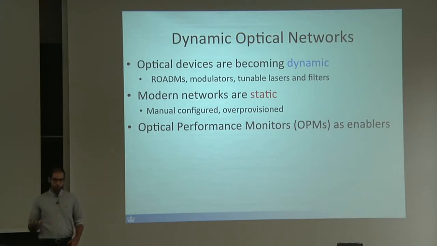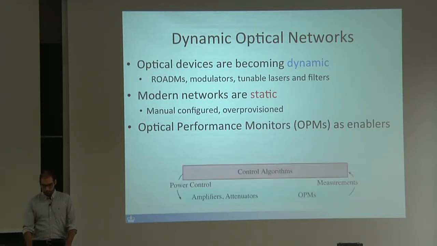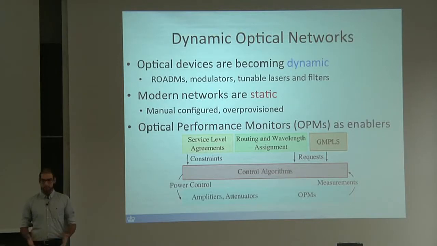Now, one way to achieve this idea of dynamic optical networks, to self-configure optical networks, is through optical performance monitors. So these essentially are devices that can continuously measure the optical transmissions, report feedback to some control plane, and then allow this fast adding and dropping of light paths. And this is what we're going to propose later: this control algorithm that uses these OPMs to control the power. And it doesn't do this just in isolation, but it does so with input from the higher layers.